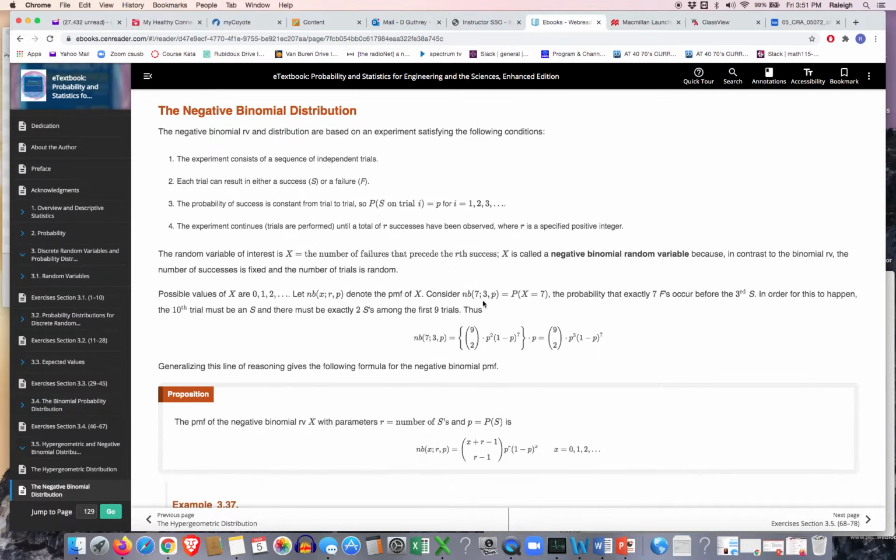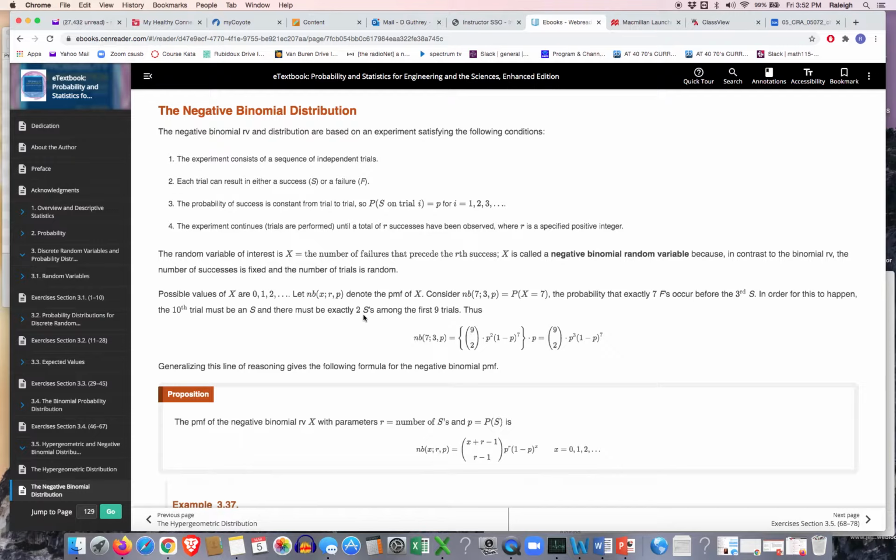So let's take a look at 7 for x and 3 for r, and then p, well, we'll just let p be kind of flexible. So we're looking for 7 failures to occur before the 3rd success. So that's kind of a lower p, I would imagine. For this to happen, the 10th trial must be that S. There must be exactly 2 S's amongst the first 9 trials. They're kind of reasoning it out before they give you the formula, which is a good way to go. Some people are just formula oriented, but it's nice to see why it works.